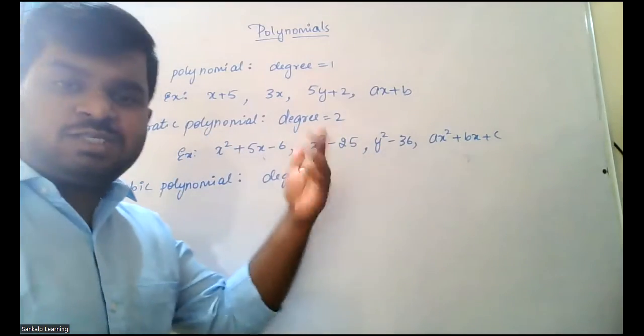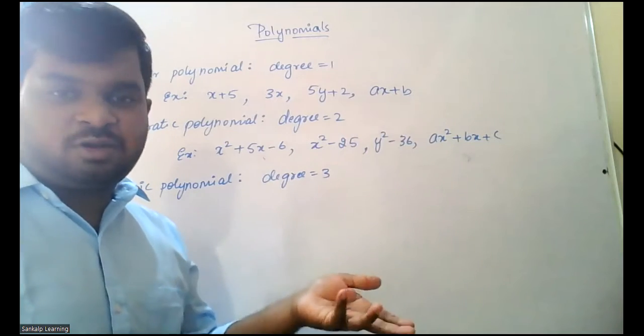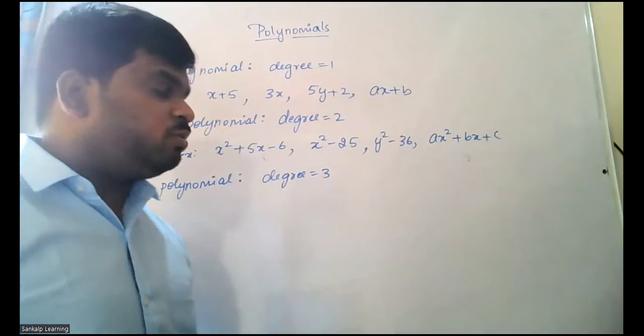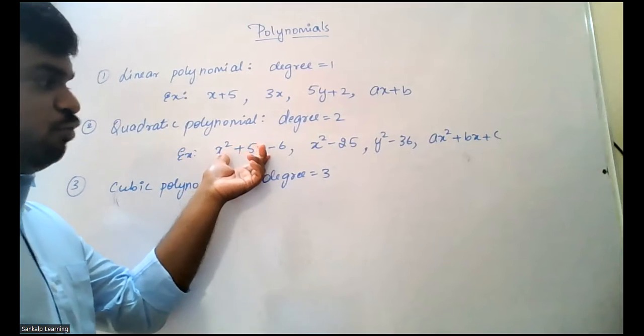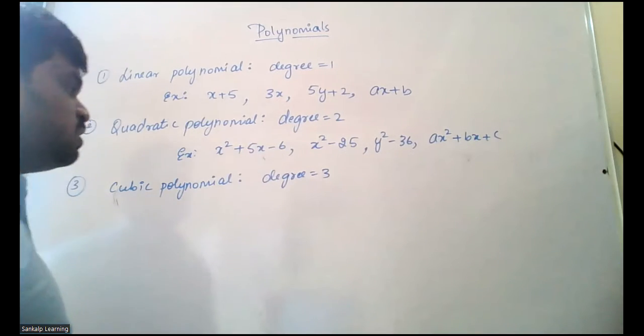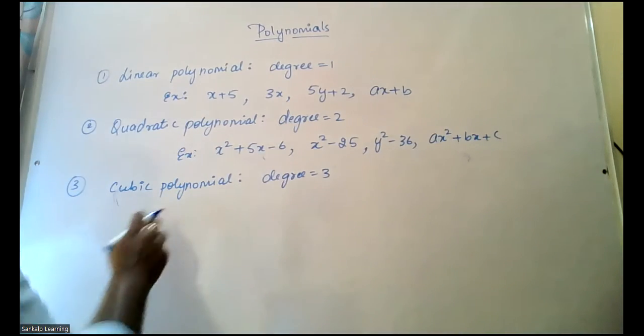You equate it to 0 or something. It need not be 0. However, you can get it to 0, okay, by doing some steps. So here, this is a polynomial. If you equate it to something, it becomes an equation. Okay. So let's say cubic polynomial.